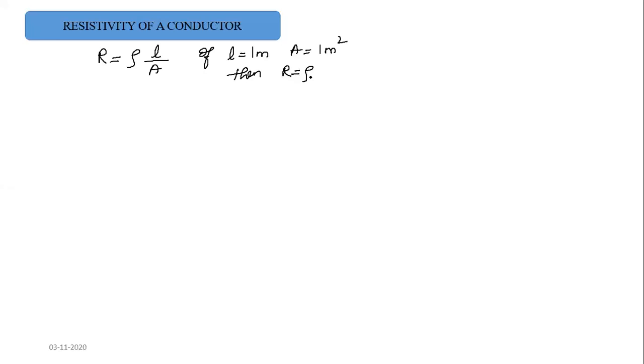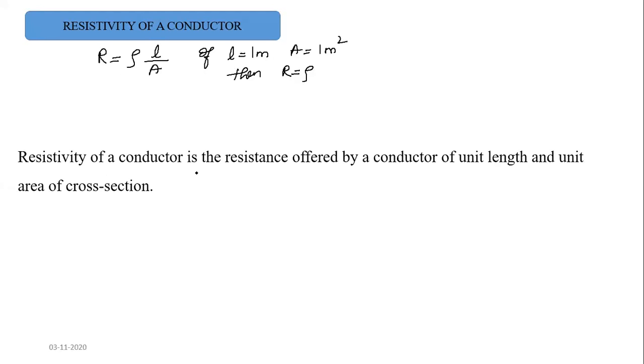Is it clear? This is nothing but the resistance of a conductor of unit length and unit area. When the length is 1 meter and the area is 1 meter square, then the resistivity is nothing but the resistance of the conductor. So the definition is: the resistivity of a conductor is the resistance offered by a conductor of unit length and unit cross section.